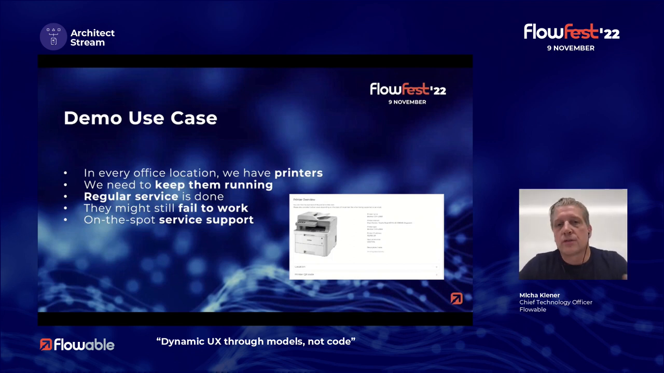So there's a regular service being done, which can be set up how many times you want to do regular service. But still, if you do a regular service, it might still fail because there's a paper jam, there might be out of toner, whatever the issue is. If you want to print out something, it's not working, you want immediate support. Now we call that on-the-spot service support.